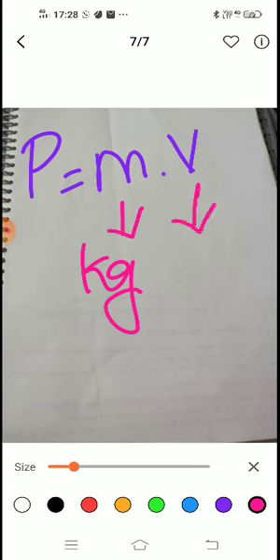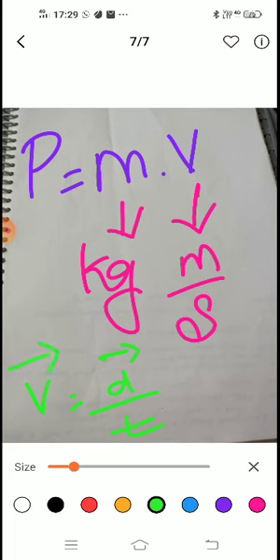The unit of velocity is meter by second. You remember why? What is the velocity formula? Velocity is equal to displacement by time taken. So why did I put an arrow? Because velocity is a vector quantity. Therefore, because of the product over here, I will consider momentum is also a vector quantity. Now coming back to the unit.